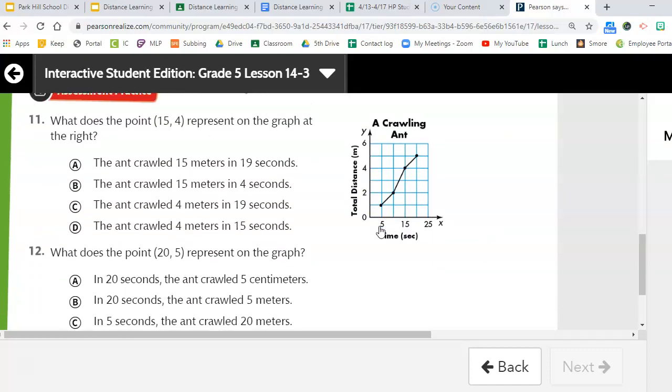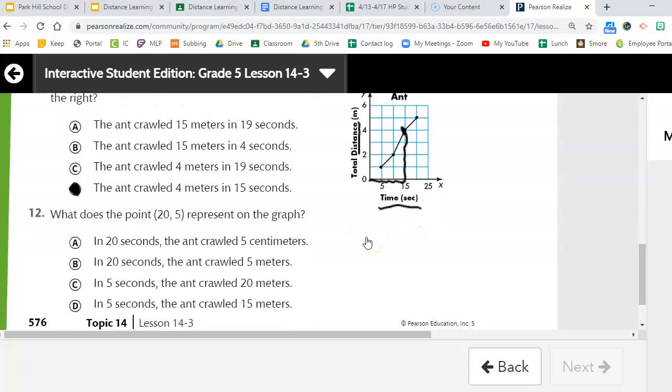Okay, and finally, numbers 11 and 12. Okay, what does the point 15, 4 represent on the graph at the right? So 15 over, 15 up 4, that's that point right there, okay? So 15 is the time and 4 is the distance. So we need to pick something that says 15 is the time in seconds. So I'm looking for something that says 15 seconds, okay? The only one I see that says 15 seconds is D. So my answer would have to be D. Now I'm going to check the other one too. 4 meters, the distance is in meters, and we went up 4, so that one makes sense.